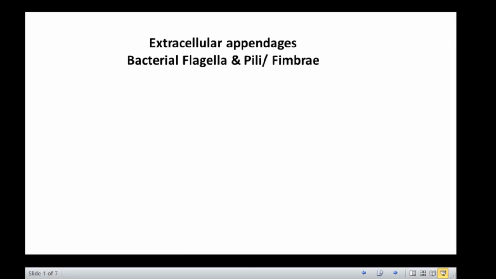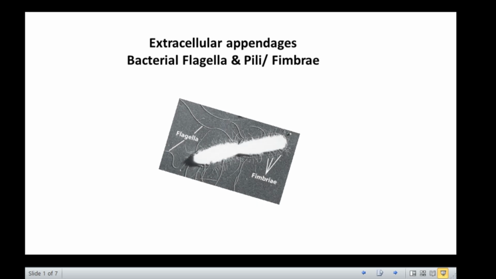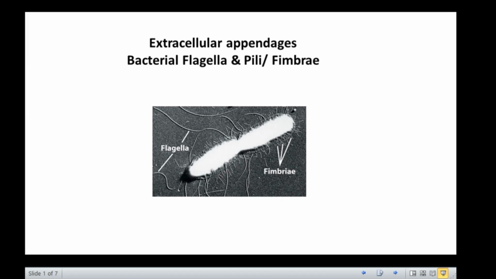In this lecture, we are going to discuss two extracellular appendages of the bacterial cell, flagella and pili or fimbriae. Let us begin with the first extracellular appendage of bacterial cell, the flagella. It is the locomotory organ of bacteria. They move by means of flagella, which are thin, hair-like appendages extending out from the cell wall.